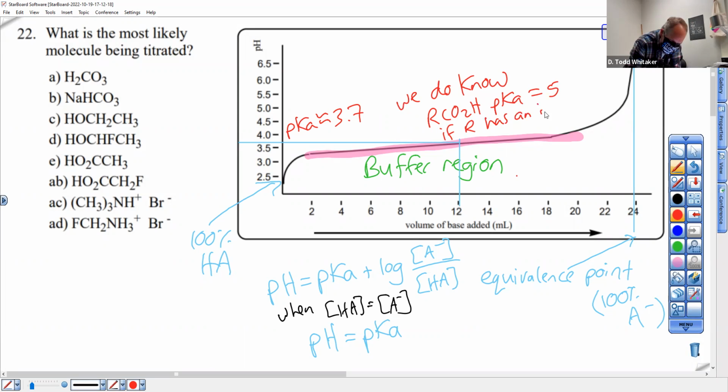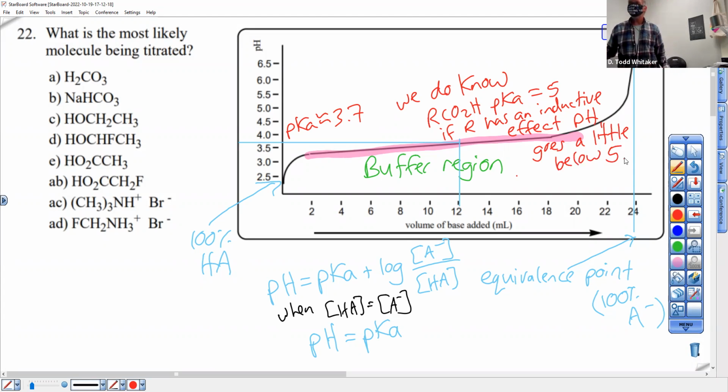an inductive effect, the pKa goes a little below 5. So a carboxylic acid, close, but not close enough. I need a carboxylic acid that also has a halogen nearby or something else electronegative nearby. Does one of your answers have that at all? Don't pick answer D. That's not a carboxylic acid. It has the halogen, but D, I would guess to be pKa roughly 16.